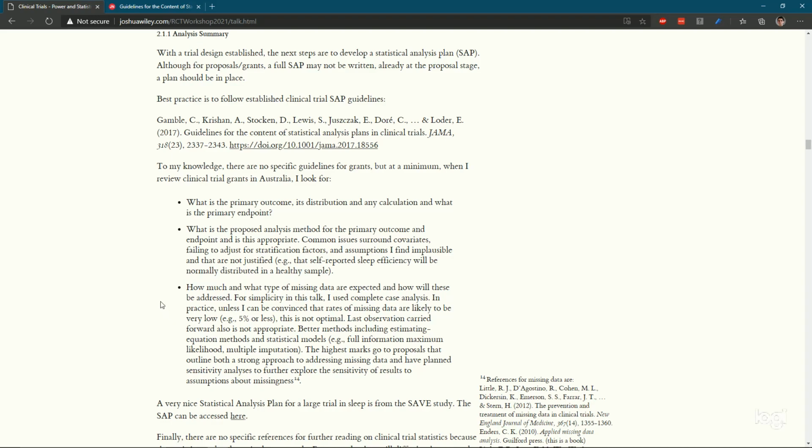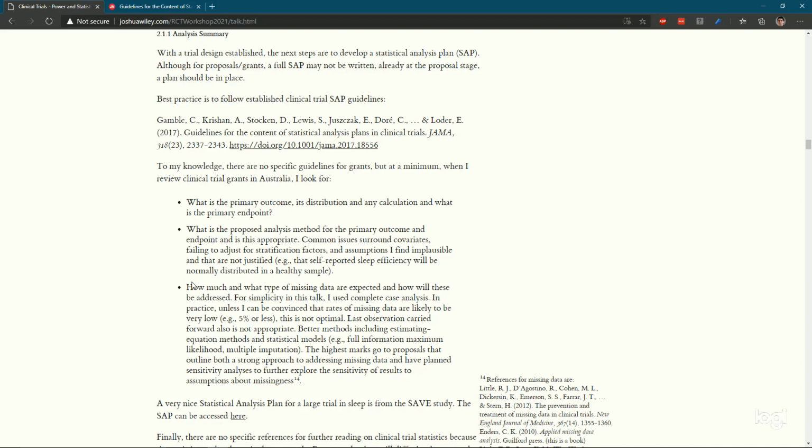So that's where sensitivity or backup analyses, if the assumptions are not met, become important. And these are procedures that are recommended for clinical trial SAPs, to have a process in place, a plan in place for when your assumptions are not met. The other thing that comes up a lot for me when reviewing grants on these is how much and what type of missing data are expected and how will these be addressed.